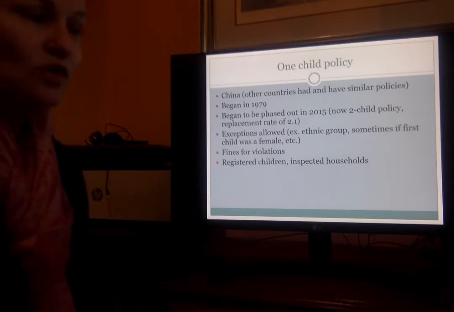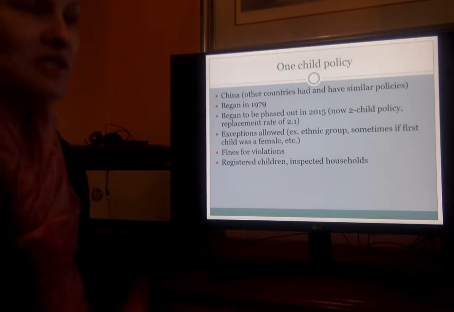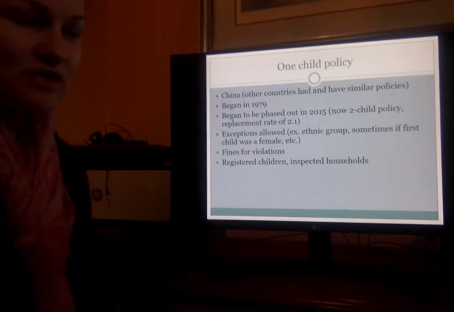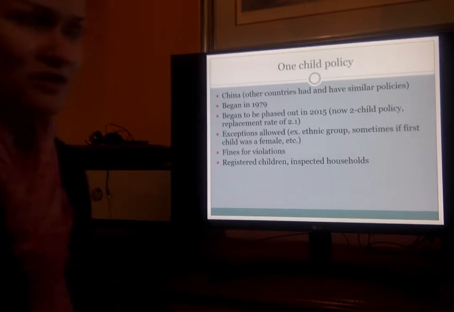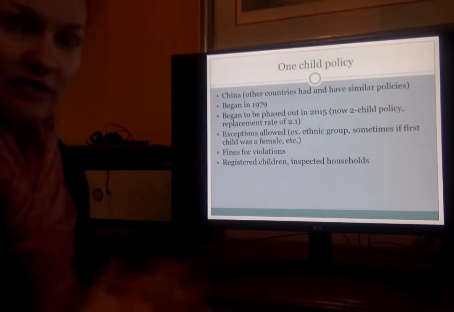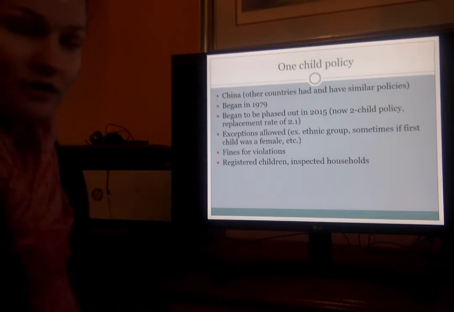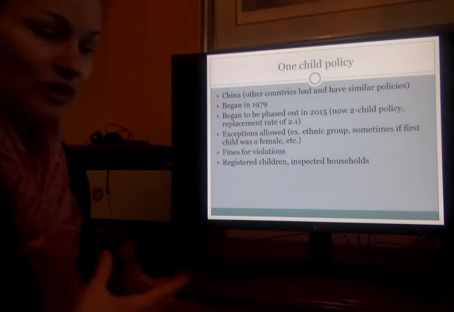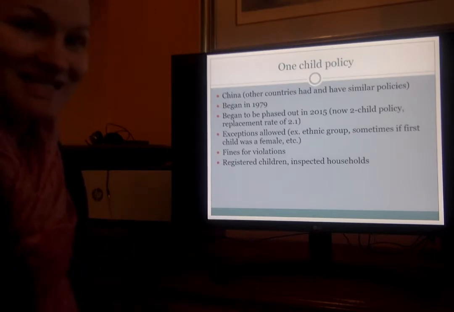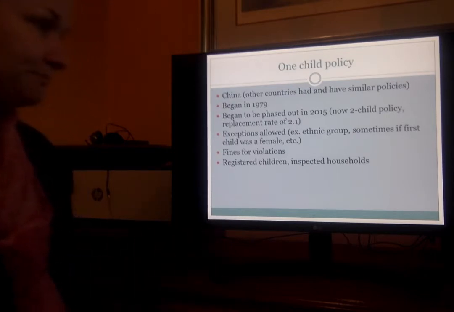They can't go to school. They can't get a lot of resources. A lot of times they're not allowed to marry. They can't do things. So I think one of the terms is ghost children. And of course, a lot of them are not children anymore. A lot of them are adults. But in a lot of ways, they are not recognized as existing by their government. Households are inspected for compliance.